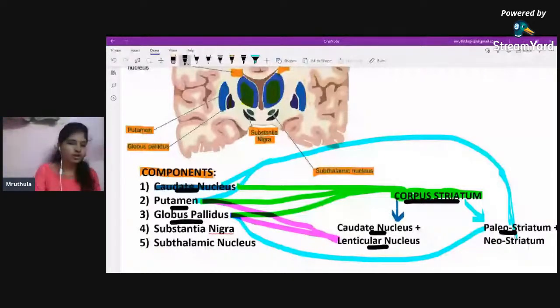If you want to recollect it without missing any points, you just have to memorize the ones which I've underlined. When corpus striatum is asked, it has 3 parts, or 2 parts, caudate and lenticular, or 2 parts, paleo and neostriatum. Correlate the first and the second one, and you will know that lenticular is made of putamen and globus pallidus. Then compare the third and the first one. All you need to remember is paleo is globus pallidus. The words are rhyming, no? Pallidus, paleo. So the remaining 2 constitute the neostriatum. It's as easy as that, right?